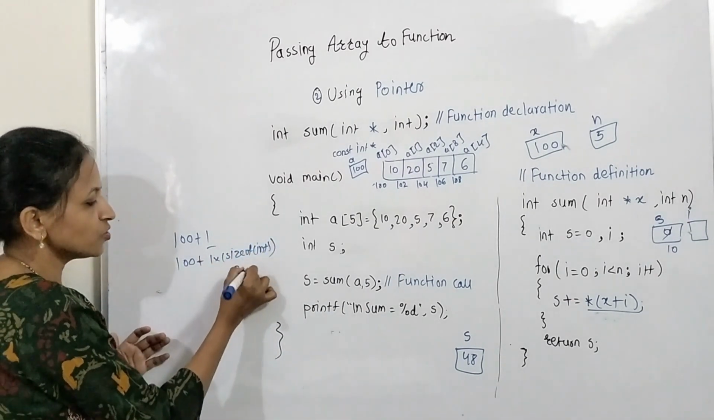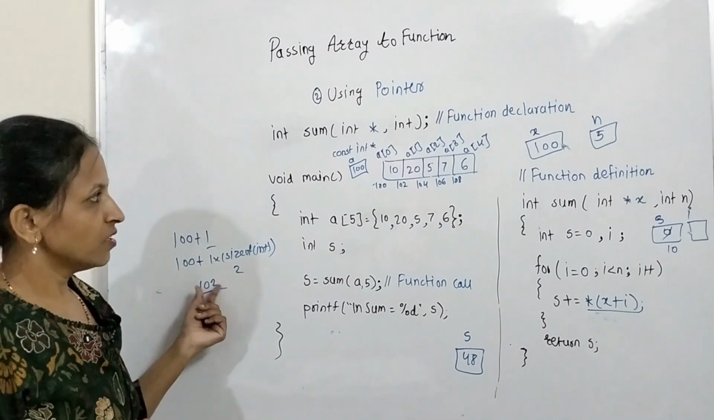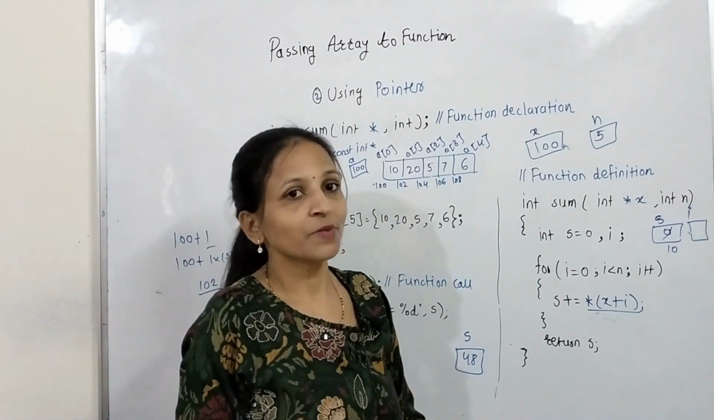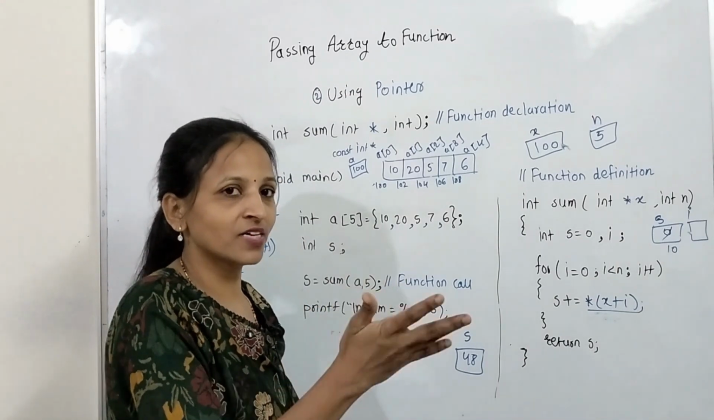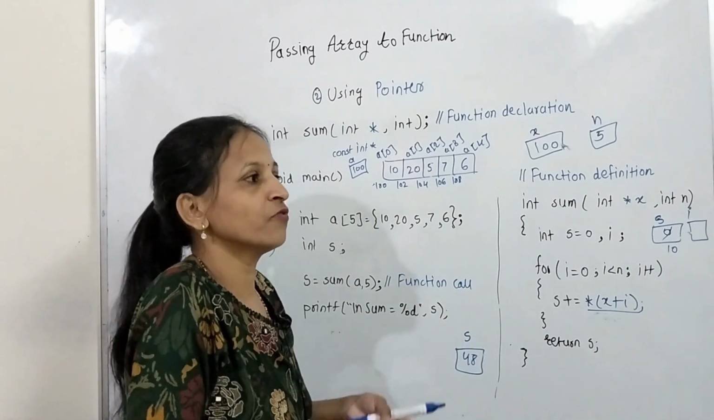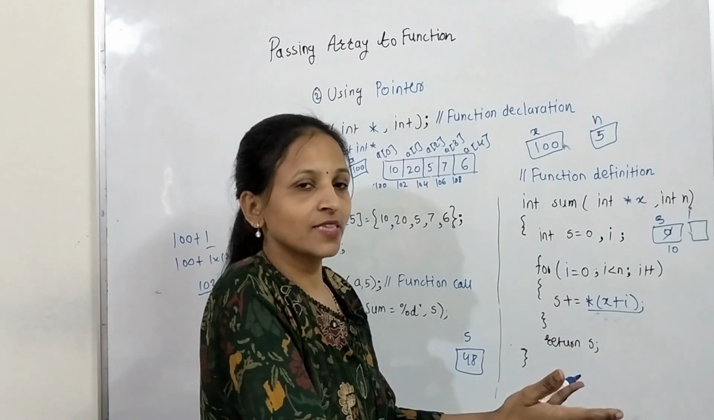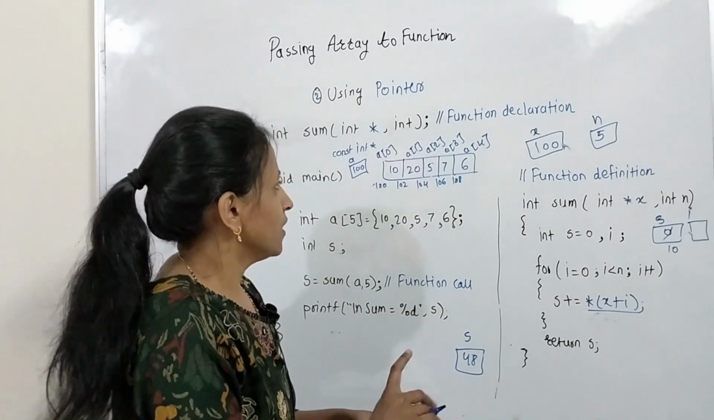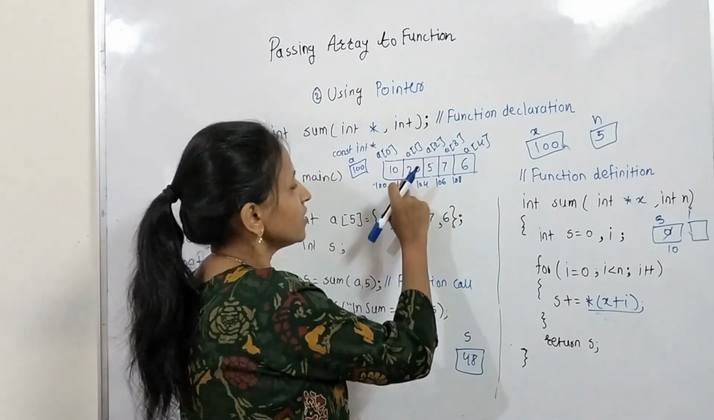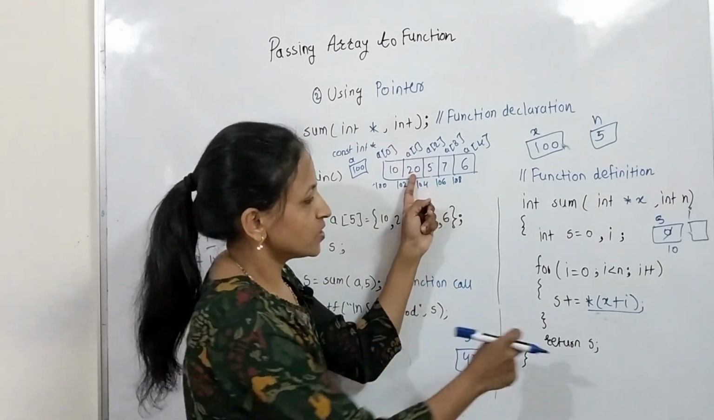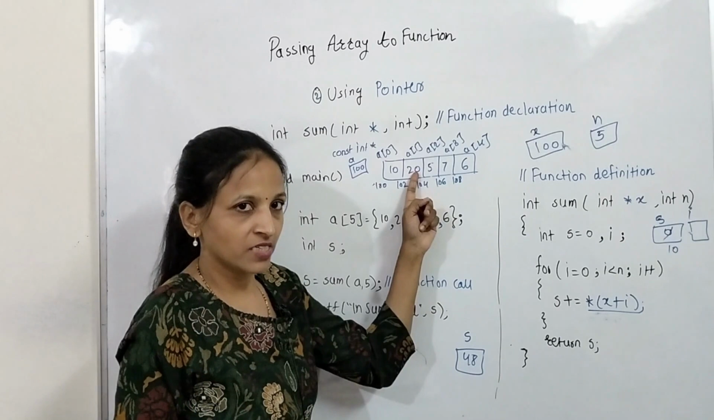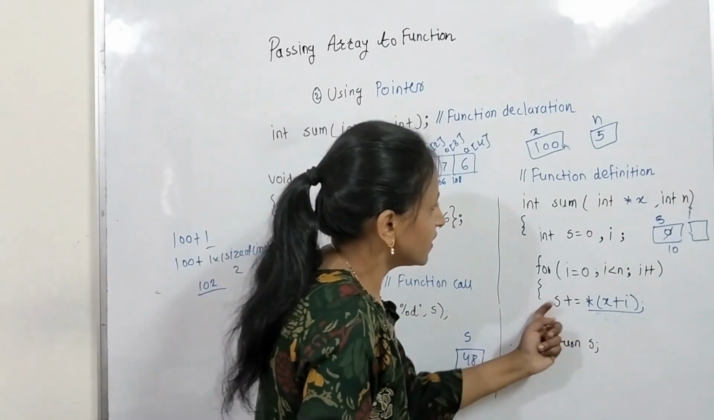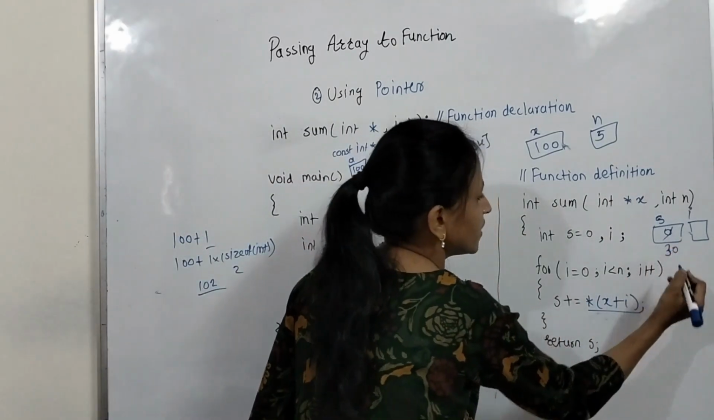Now size of int is 2, so 102 here. That is nothing but the next element of that array. Means if we are adding 1, 1, 1, that is nothing but we are moving forward in that array. Getting? In this way. Here 102 means star 102, value at 102, that is nothing but 20, and that 20 will get added, and now it will become 30.